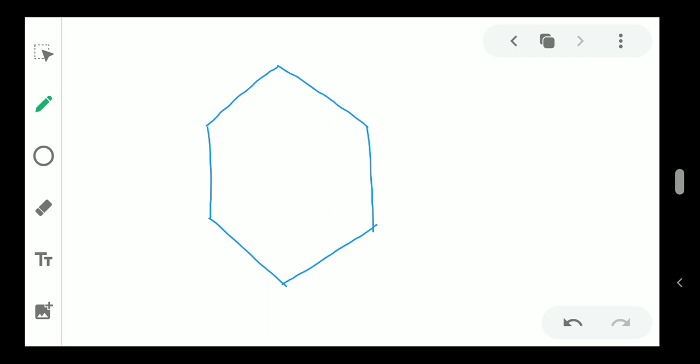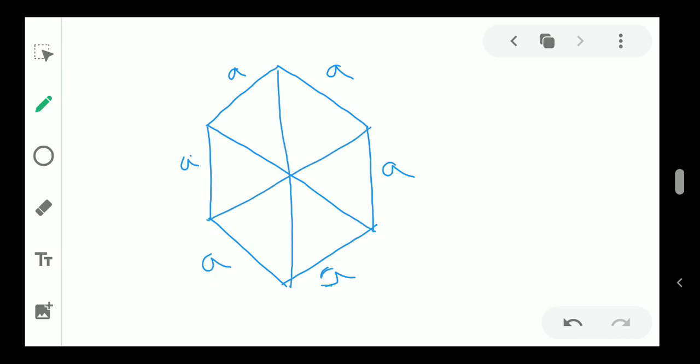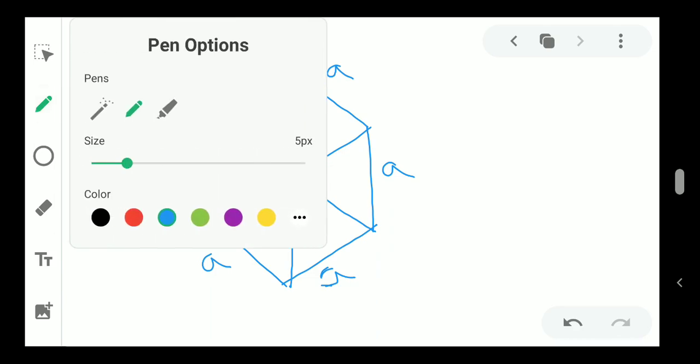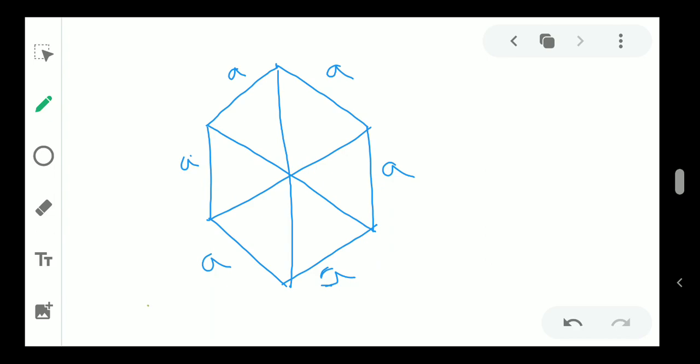So in this hexagon, I am assuming that all the sides are the same. What I can do is join all of the opposite corners like this. So you can see inside I have different triangles, right? In this triangle, if you see this inside one triangle, it is not a right angle triangle. So I cannot find the area of this triangle using the right angle formula, because this is not a right angle triangle.